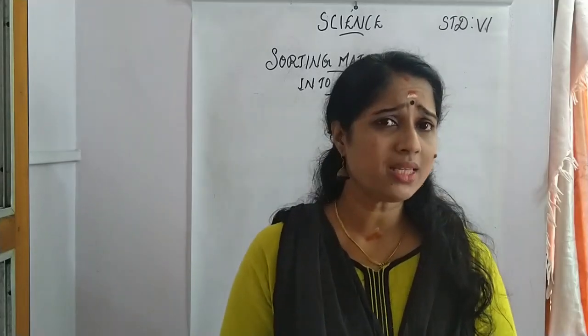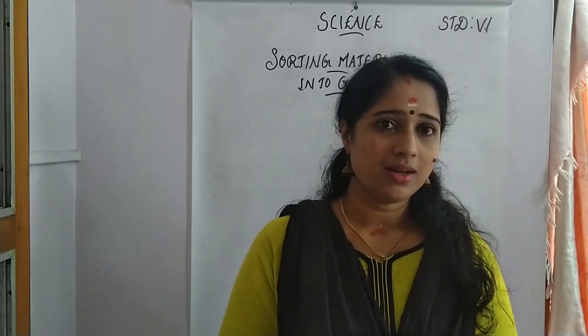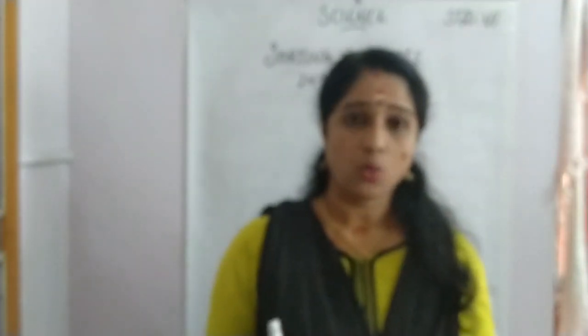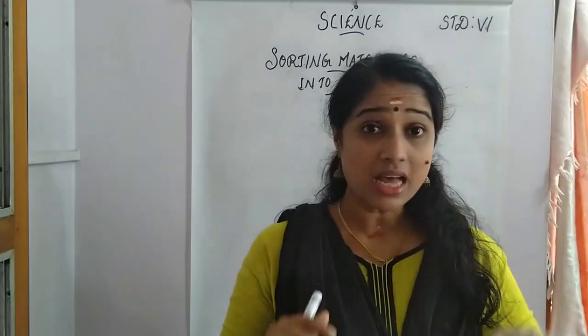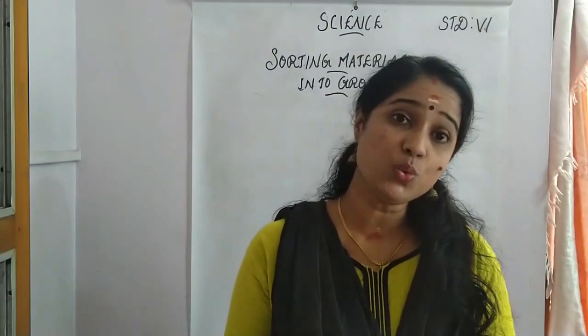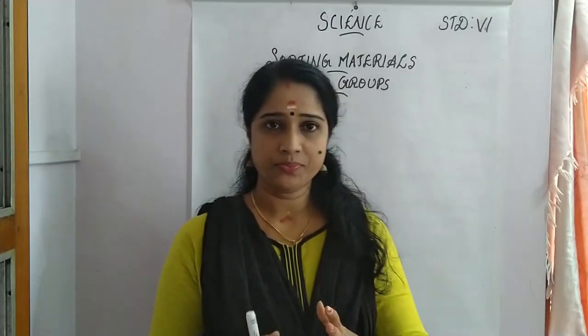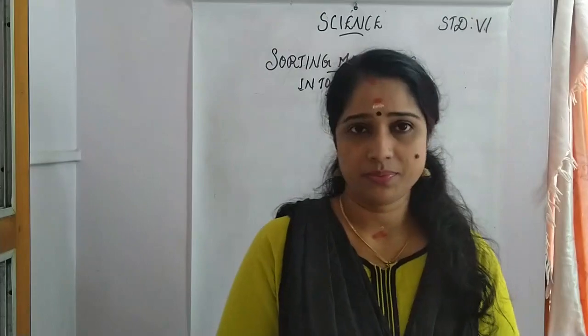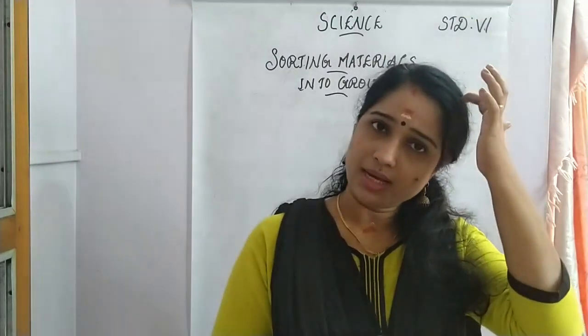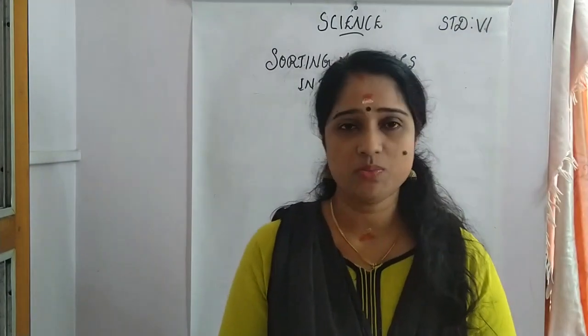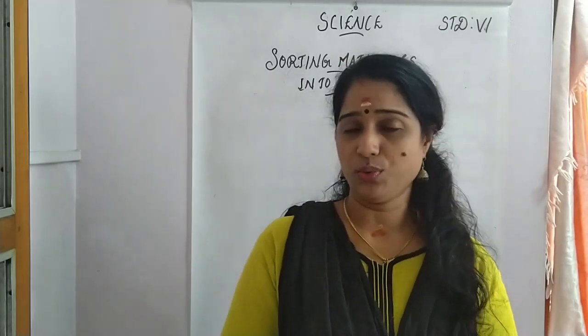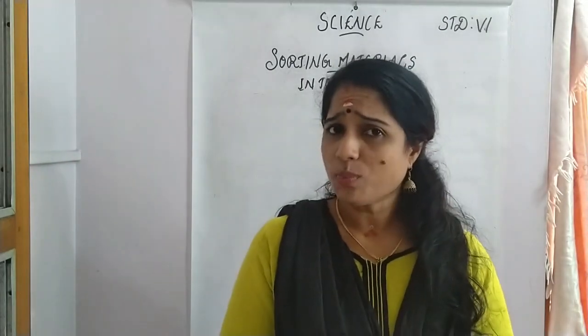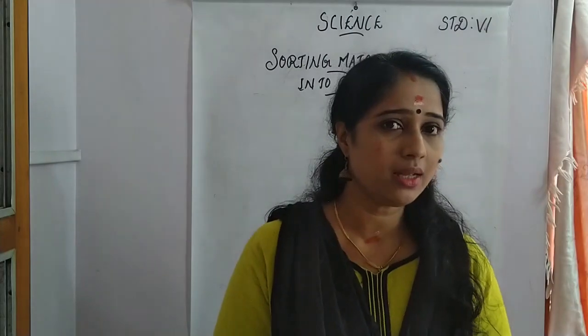Before that, tell me, what is a material? It's a substance that is used to make an object. Materials are substances that are used to make an object. Clear? To make a thing, we are using materials. So now when you look around, you can see different types of objects in the bedroom or the drawing room. Do you think all these objects are made up of the same type of material?